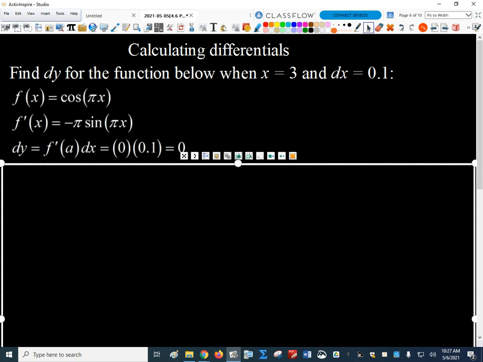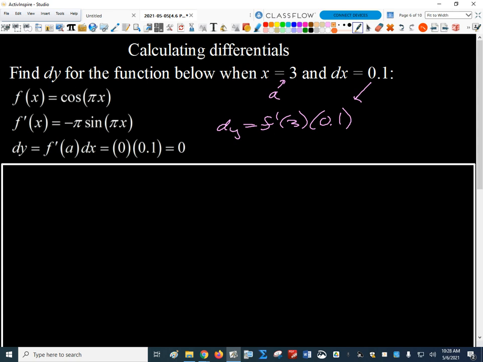Well, then we know that dy, in general, is always just f prime of a times dx. Well, what's our a value this time? Everybody, show me fingers. Yeah, it's just 3, isn't it? That's what we're starting with. So that's a. And the amount that we're tweaking, dx, is 0.1. So then we're just calculating f prime of 3 times 0.1.